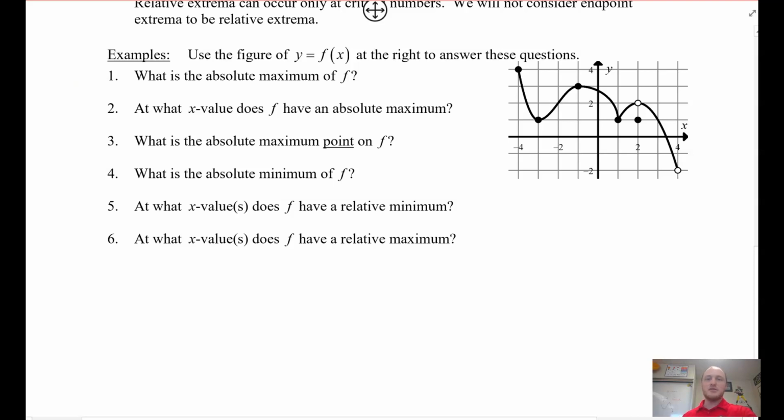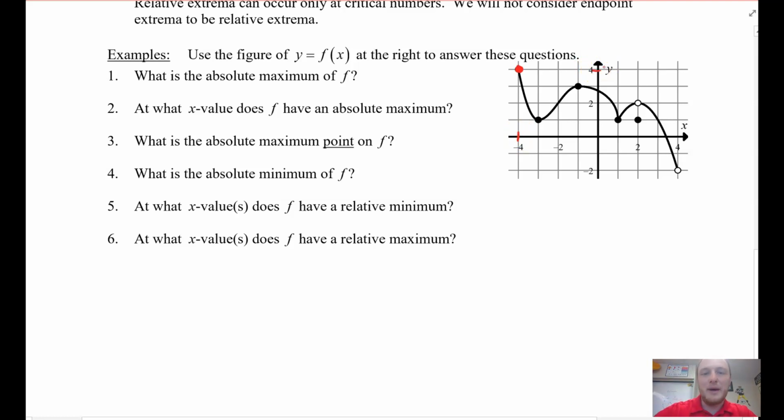And here it says, use the figure y equals f of x to the right to answer these questions. Question number 1, what is the absolute max of f? Well, if we look at this, you can tell. Let me get my pen out. Okay, here we go. You can tell that right here that's the absolute max of the function. It's the tallest point, okay? And that occurs here for an x value of -4, and the output is 4.